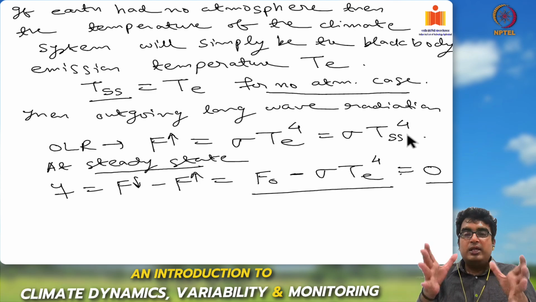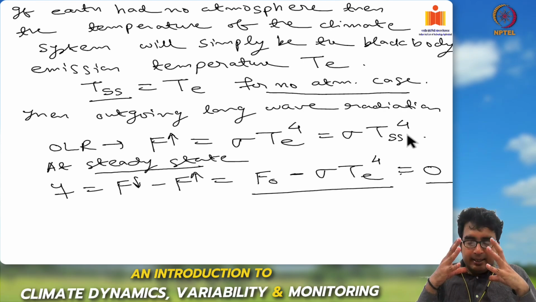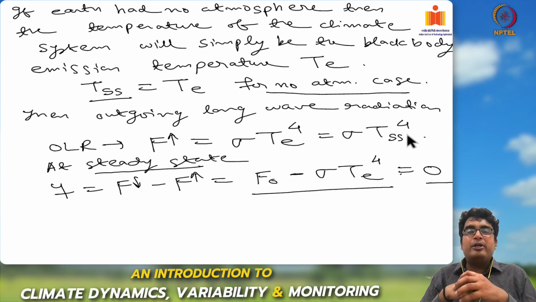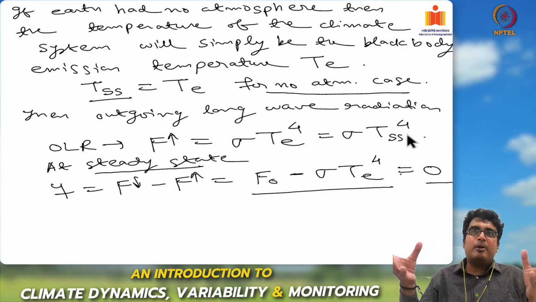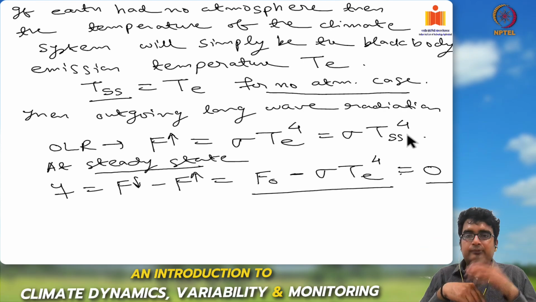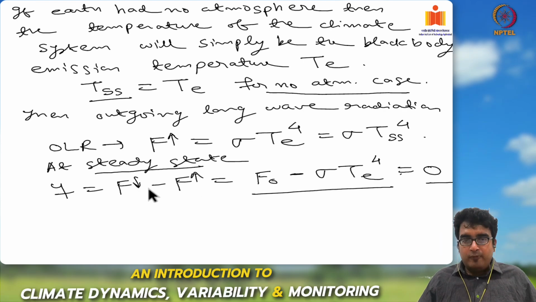Okay. So here what we are saying is, in the no atmosphere case, the steady state temperature of the planet will be the blackbody emission temperature TE, and the outgoing long wave radiation is equal to sigma into the steady state temperature to the power 4, which in this special case will be equal to sigma TE to the power 4. And at the steady state condition, the incoming absorbed flux and the outgoing long wave flux will be equal. So F downwards minus F upwards, which is F0 minus sigma TE to the power 4, will be equal to 0.